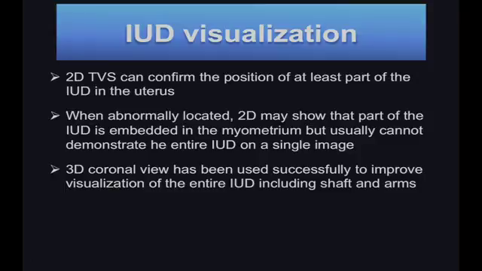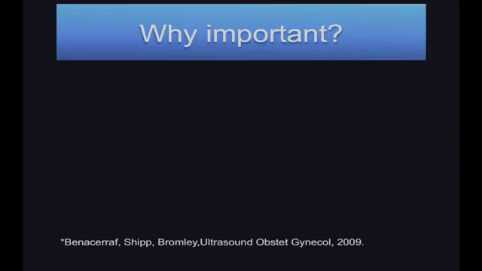So, IUD visualization. We can see here that 2D transvaginal sonography can confirm the position of at least part of the IUD in the uterus, as we saw on these patients. But when abnormally located, 2D may show that part of the IUD is embedded in the myometrium, but usually cannot demonstrate the entire IUD on a single image. But the 3D coronal view has been used successfully to improve visualization of the entire IUD and arms, all on the same image.